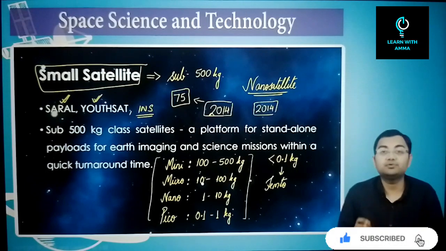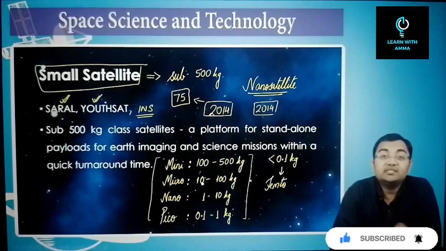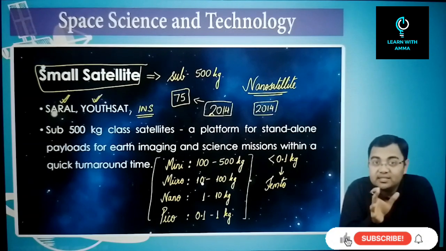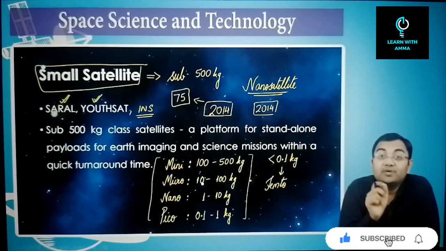Compare this to February 2017, India, PSLV C37. With PSLV C37, we launched a total of 104 satellites. We just discussed this. Out of these 104 satellites, 103 were nano satellites.